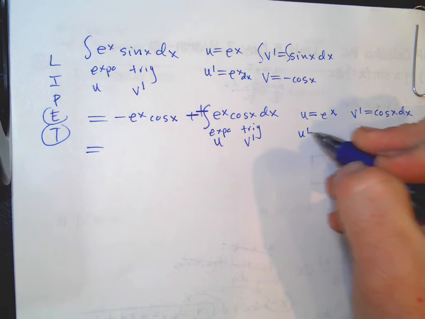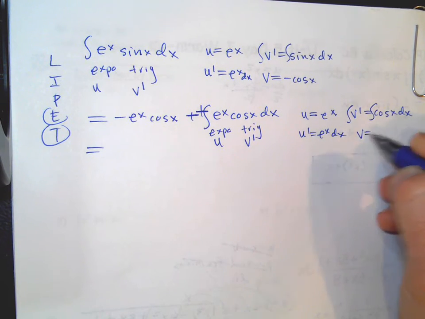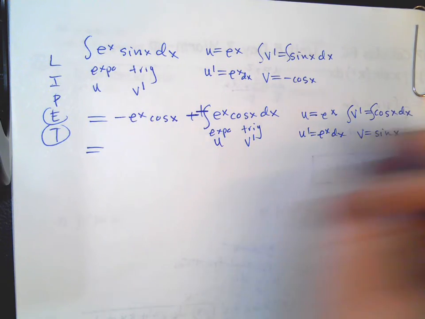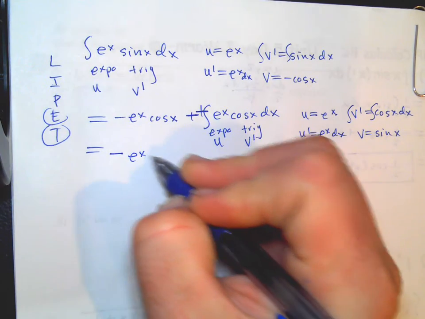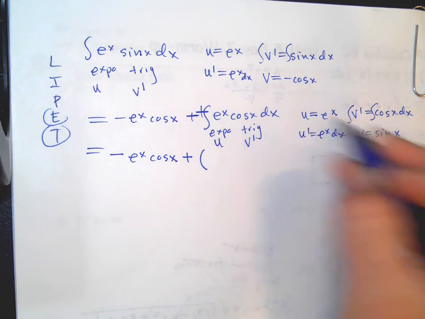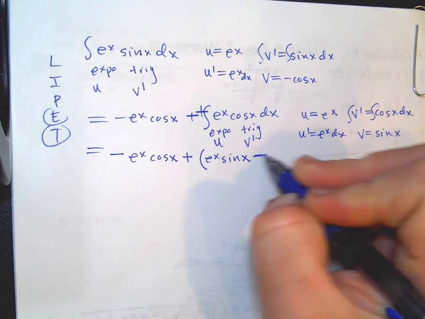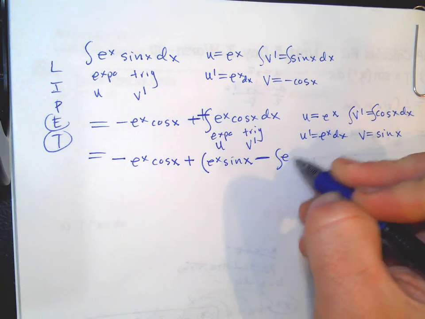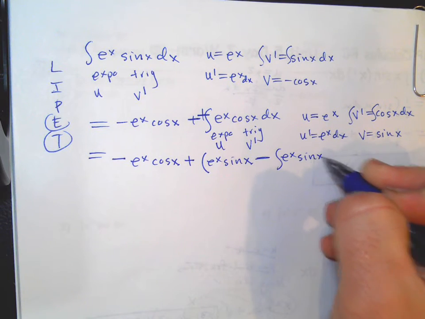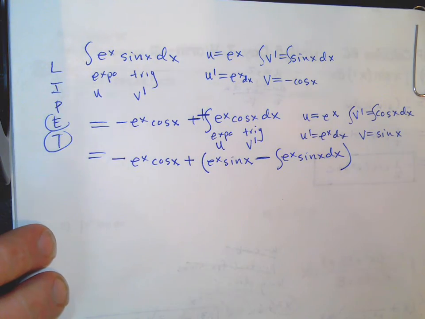So u prime equals e to the x dx. This guy you're going to integrate and get v equals sine x. So if we rewrite this, it's going to be negative e to the x cosine x plus parentheses e to the x sine x, uv, minus the integral of the two new parts, e to the x sine x dx. Oh my gosh, but we can't do that. I feel like we're going in circles. And we are. It's never going to end.